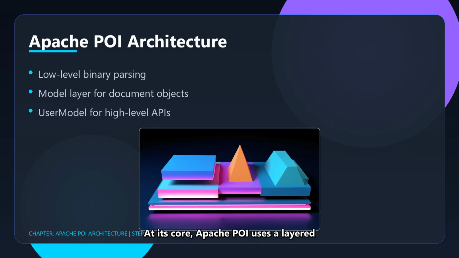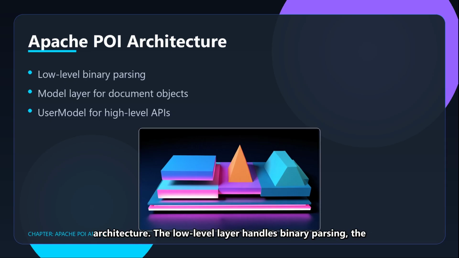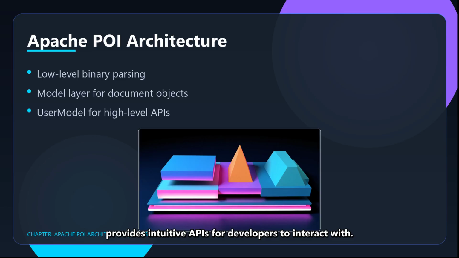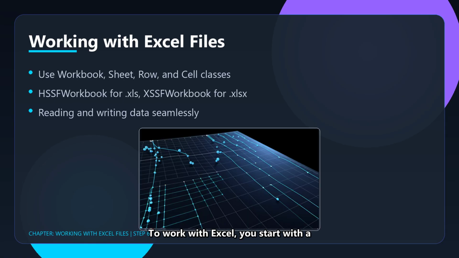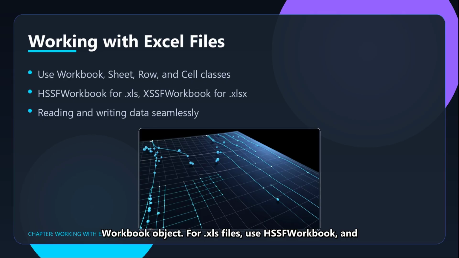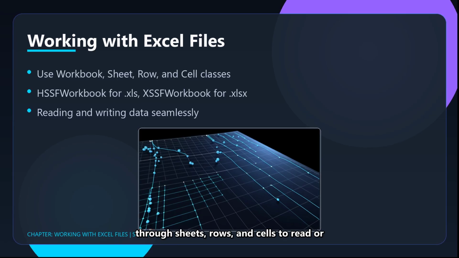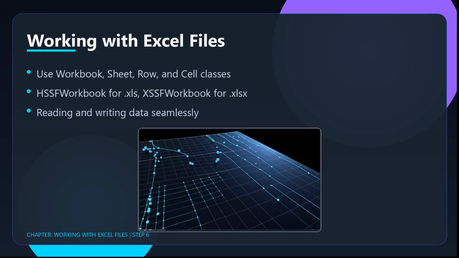At its core, Apache POI uses a layered architecture. The low-level layer handles binary parsing, the model layer represents document structures, and the user model provides intuitive APIs for developers to interact with. To work with Excel, you start with a workbook object. For .xls files, use HSSFWorkbook, and for .xlsx, use XSSFWorkbook. From there, you navigate through sheets, rows, and cells to read or write data.